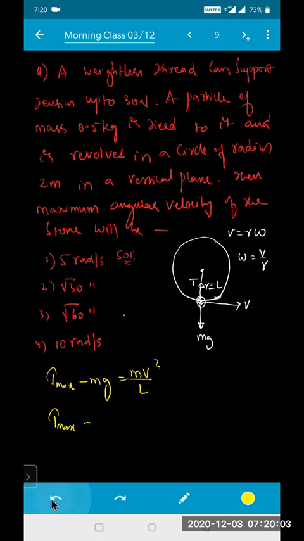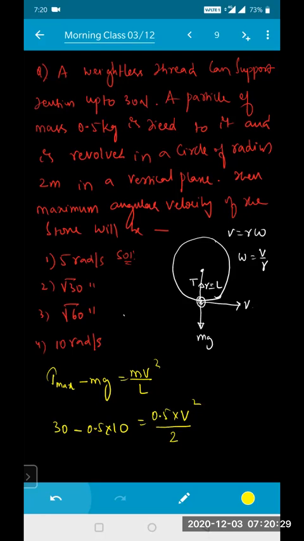What maximum tension is given in the problem? 30. So 30 minus mass, which is 0.5, times g, which is 10, equals 0.5 into velocity v square divided by length. The length is given as 2 meters.